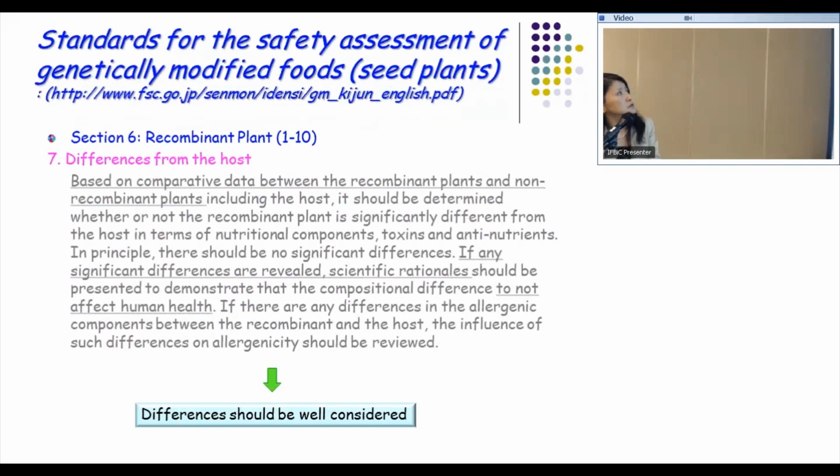And as stated here, based on comparative data between the recombinant plant and non-recombinant plants, including the host, it should be determined whether or not the recombinant plant is significantly different from the host in terms of nutritional components, toxins, and anti-nutrients. In principle, there should be no significant differences. If any significant differences are revealed, scientific rationales should be presented to demonstrate that the compositional differences will not affect human health. So as stated here, the difference should be well considered.